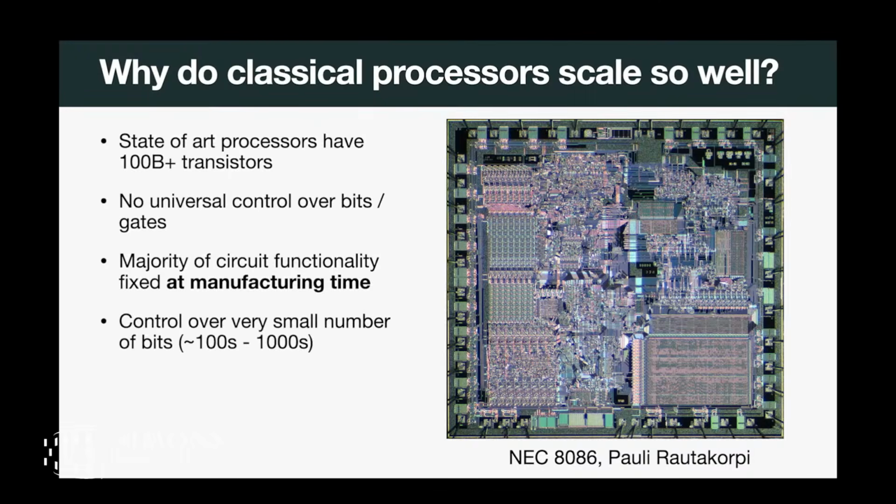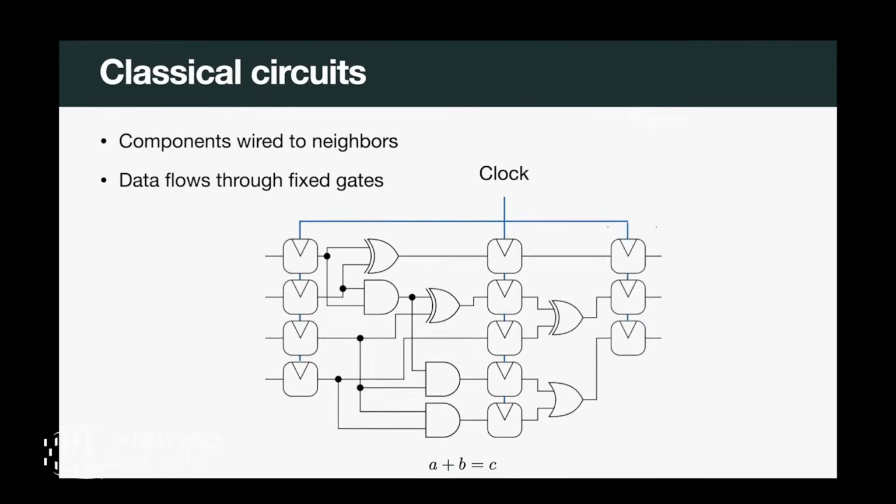So we have tens of thousands of transistors in the bulk and a very, very small number of bits of actual control going into this device. This ratio is even more extreme in a modern processor, where we have 100 billion plus transistors and maybe only a few thousand pins. The thing that makes this possible is that you have these fixed-function components, and they're wired to their neighbors.